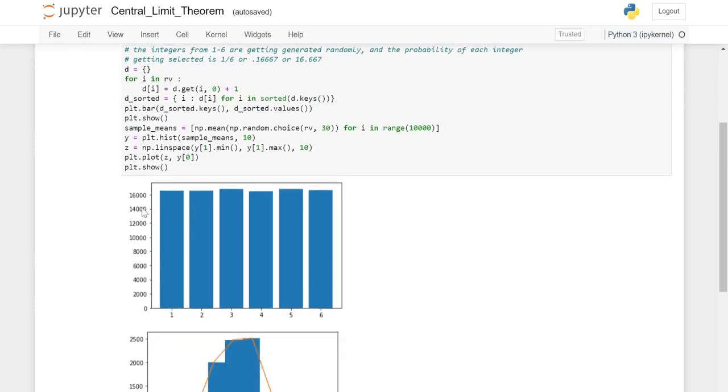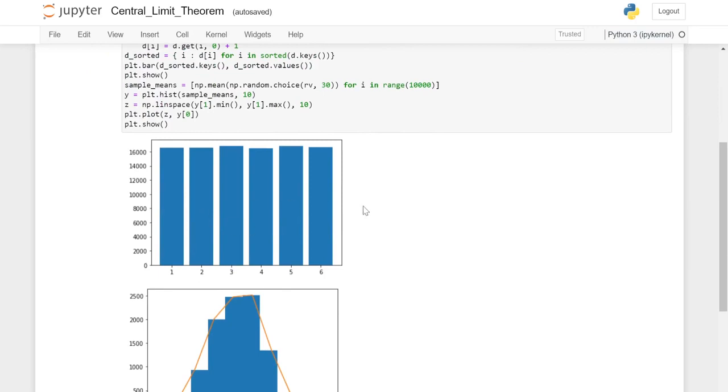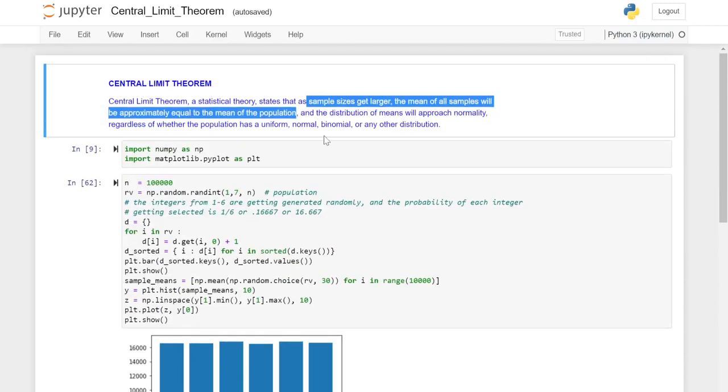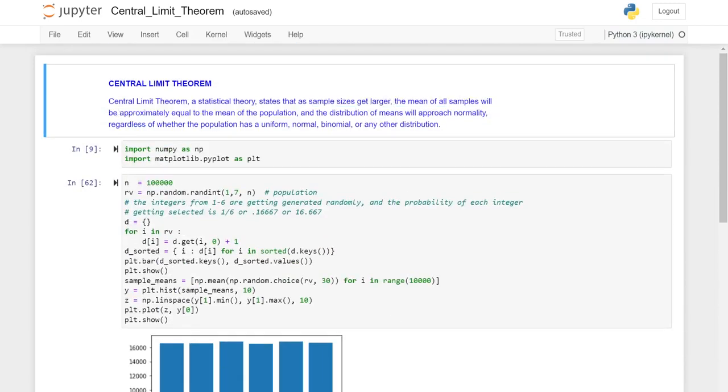And that is the case. This RV is uniform distribution. From here, we have taken many samples. For each and every sample, we calculated means. And for all those means, when we drew this histogram, it took the shape of a bell curve. Basically, this is a normally distributed data set now. And that is what it is saying. So this entire stuff is understood now.